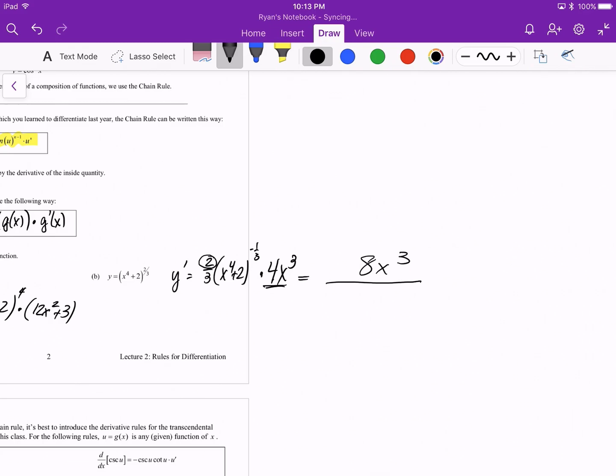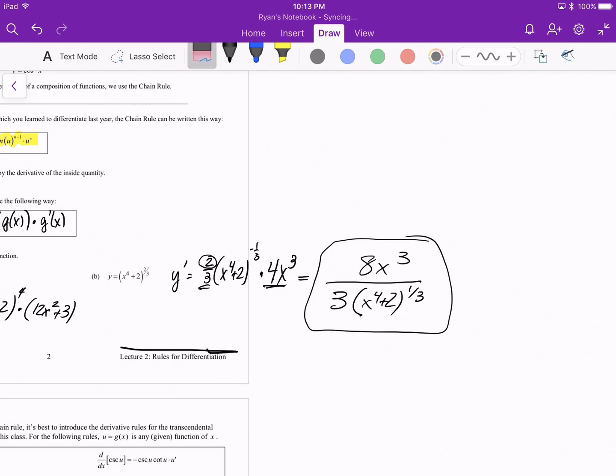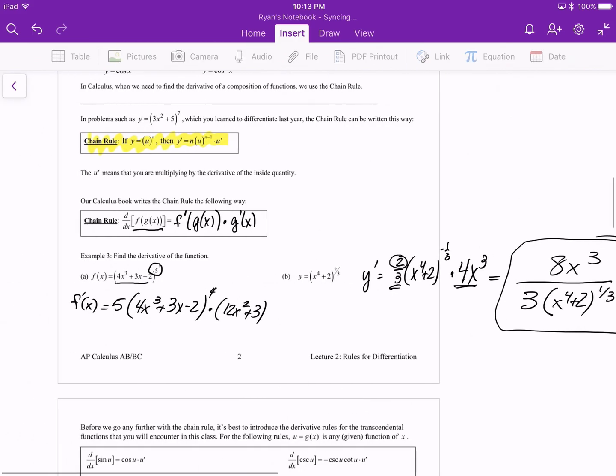And in the denominator, I'm going to have a 3, which comes from right here. So this 3 is going to go down here. And then this x^4 + 2 term has a negative exponent on it. So if I move that to the denominator, it's going to say (x^4 + 2)^(1/3). Okay, so this right here looks pretty good as my final answer. Okay, so I'm going to try to come back over here and go on to the next page of the notes.